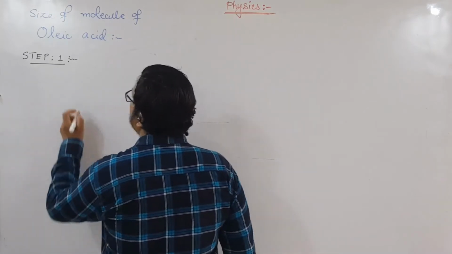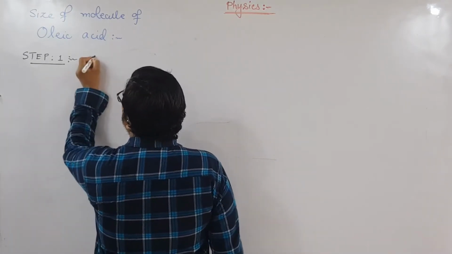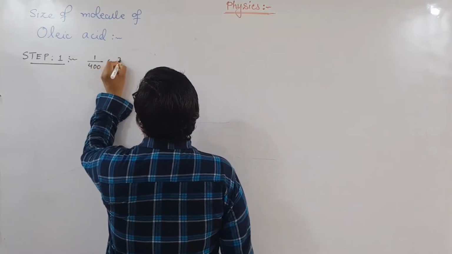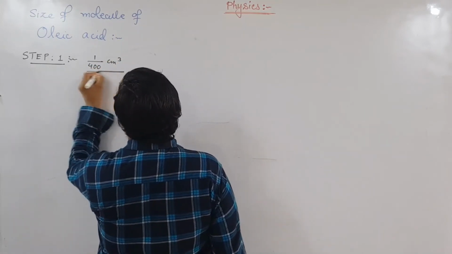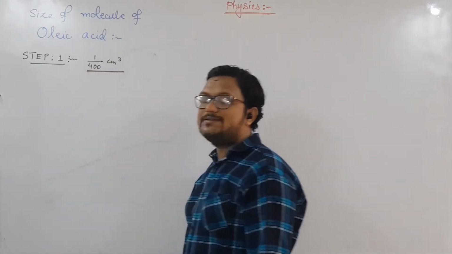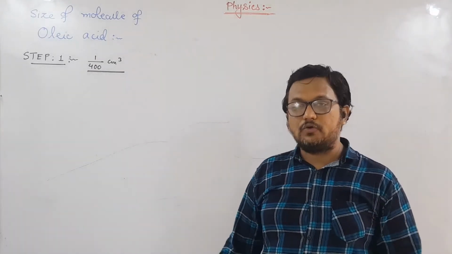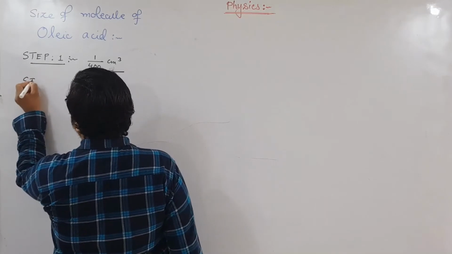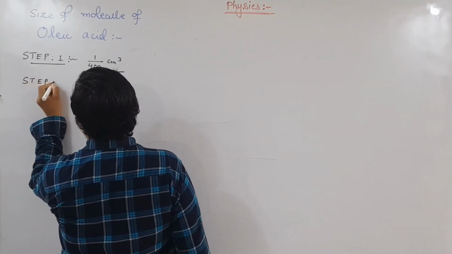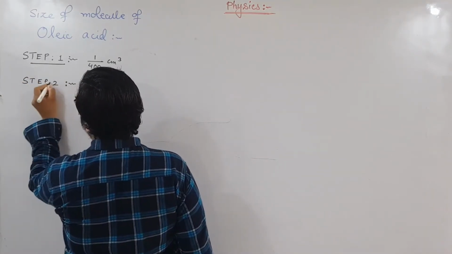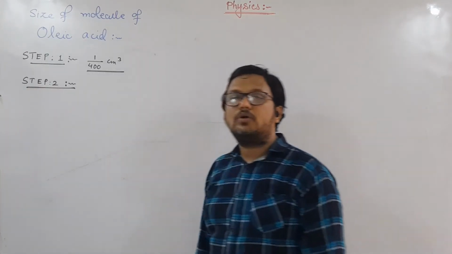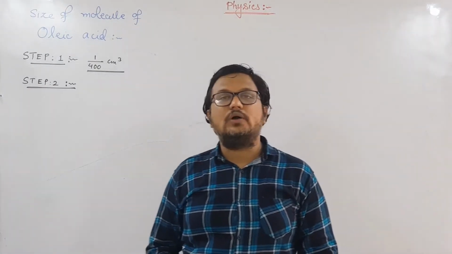So our first step was to dilute the concentration of oleic acid, and we have diluted it up to 1 by 400 centimeter cube. So we have oleic acid of concentration 1:400 centimeter cube. Now the second step is to get the monolayer, or to create a monolayer of oleic acid.